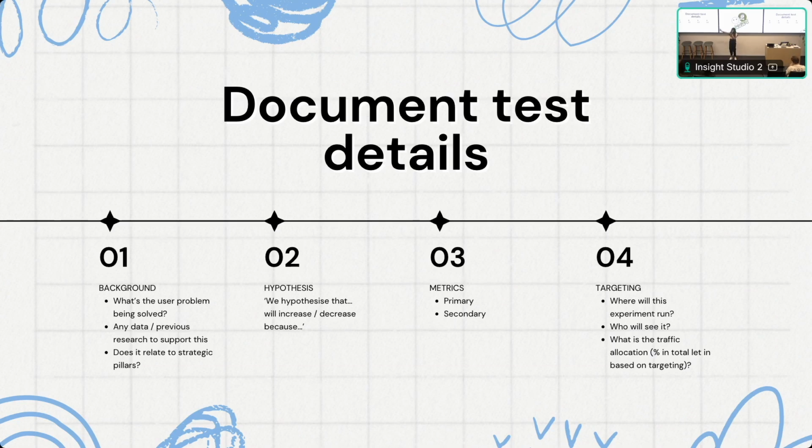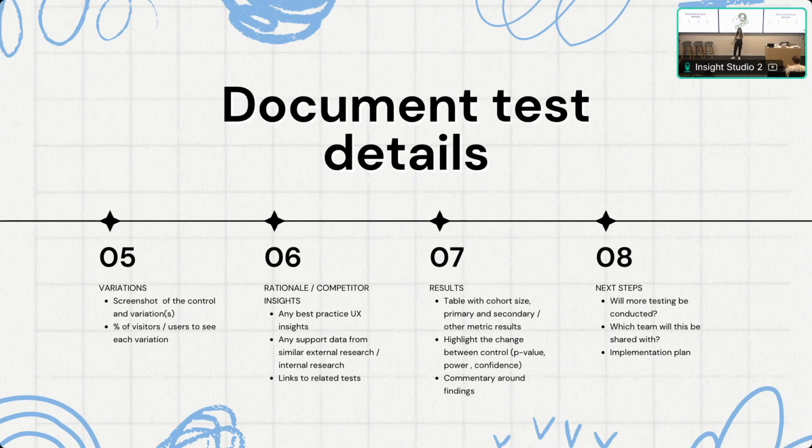Then you want your metrics. So what's the primary metric that you want to look at? Working for a retailer, most of the time it's revenue. But there are other things like time on page, reduced amount of scroll. It could be, and again, things that you can measure with your analytics tools.